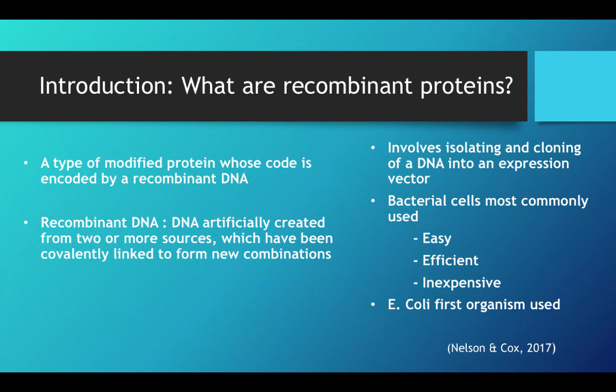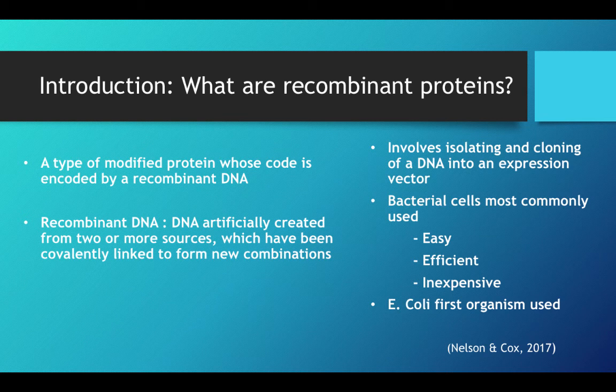So what are recombinant proteins? A recombinant protein is a type of modified protein whose code is encoded by a recombinant DNA. A recombinant DNA is a DNA artificially created from two or more sources, which have been covalently linked to form new combinations. This involves the isolation and cloning of a DNA fragment encoding for a specific protein into an expression vector, which is a plasmid or virus designed for gene expression in cells.